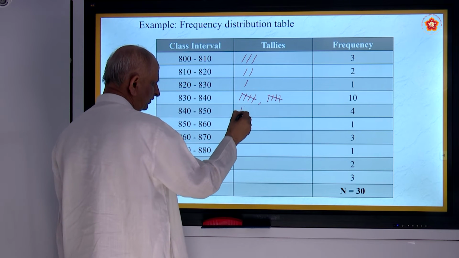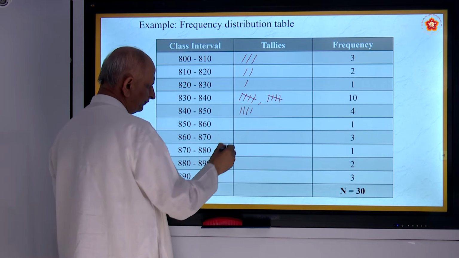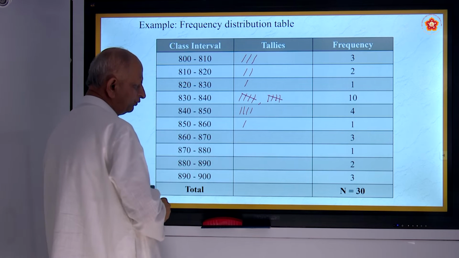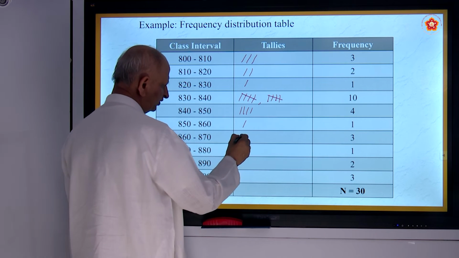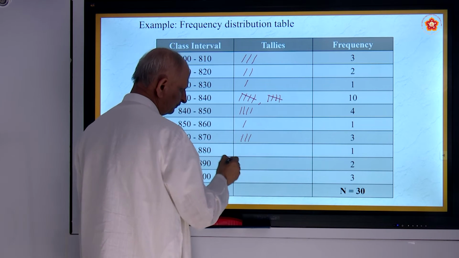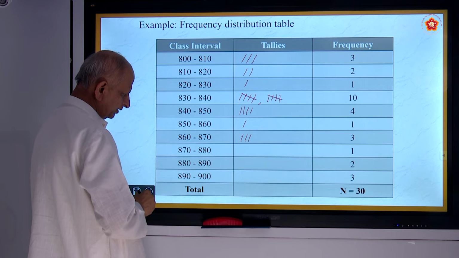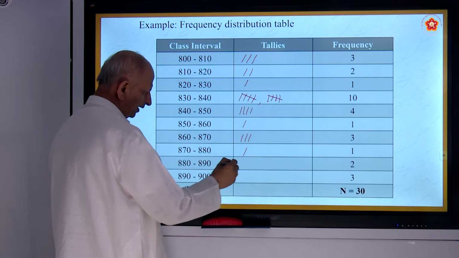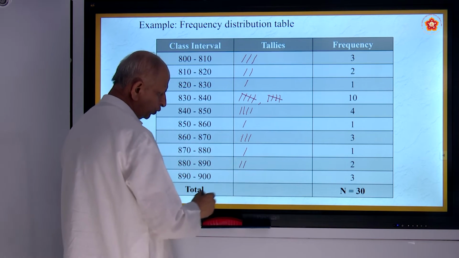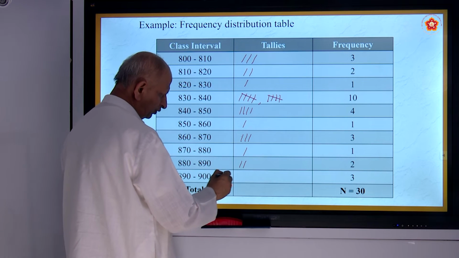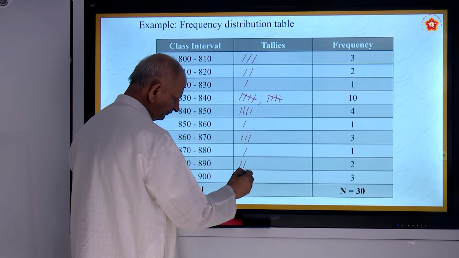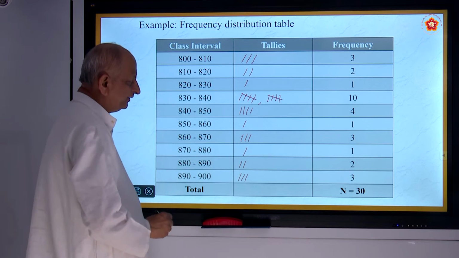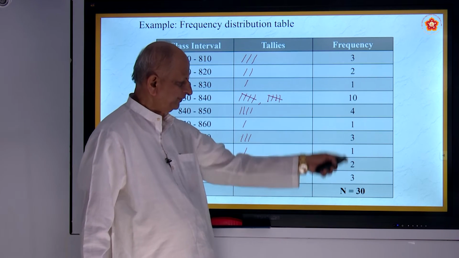And 840 to 850 there are 4. 850 to 860 there is 1. 860 to 870 there is 3. And 870 to 880 is 1. 880 to 890 is 2. 890 to 900, 3. This is how you draw tallies, and this is called frequencies.